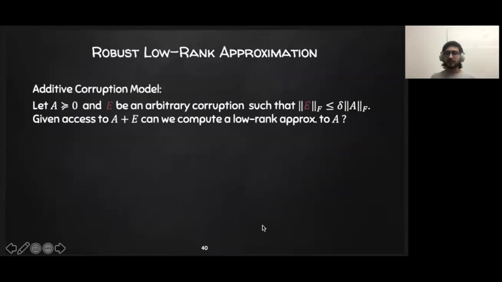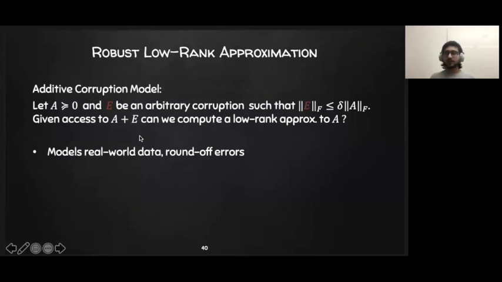Okay, that completes the technical overview of our work. Before concluding, I would quickly like to highlight this new model for robust low-rank approximation that we introduce in this work. We consider the following corruption model. Let A be an arbitrary PSD matrix and E be a corruption matrix such that the Frobenius norm of E is small compared to the Frobenius norm of A. So given access to A plus E, can we compute a low-rank approximation to the original matrix A?